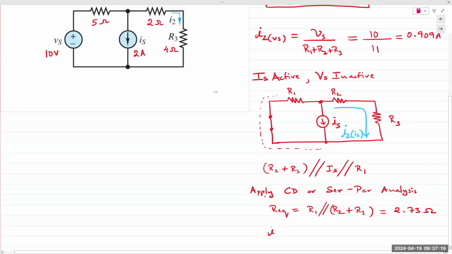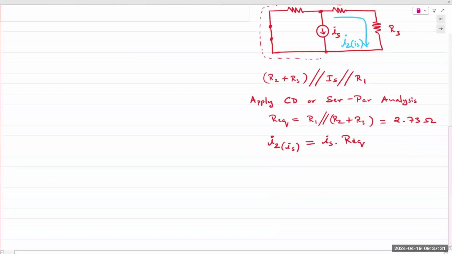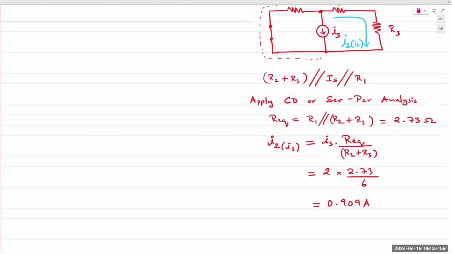I can find I2 due to Is, which would be a fraction of Is. The fraction will be given by Req divided by R2 plus R3. And Is is, what is Is? 2 amps. 2 times 2.73 divided by 6. The answer again is 0.909.